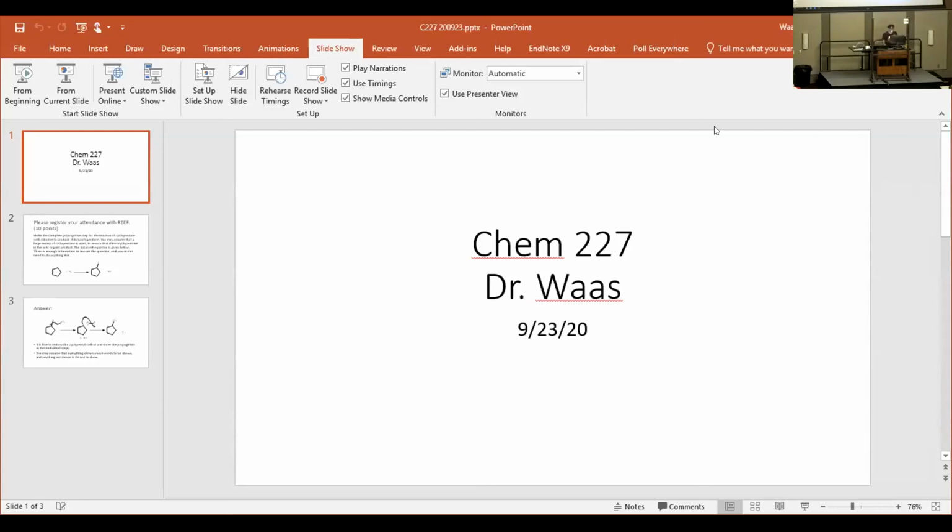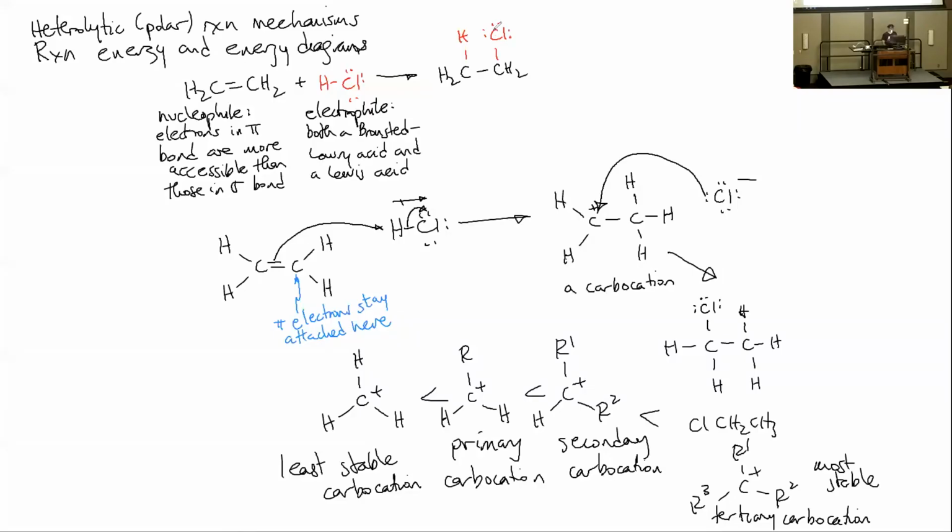Good. So the rest of this chapter really discusses things that you covered in Gen Chem. But I'm not going to have time to go over every single one of them in detail.